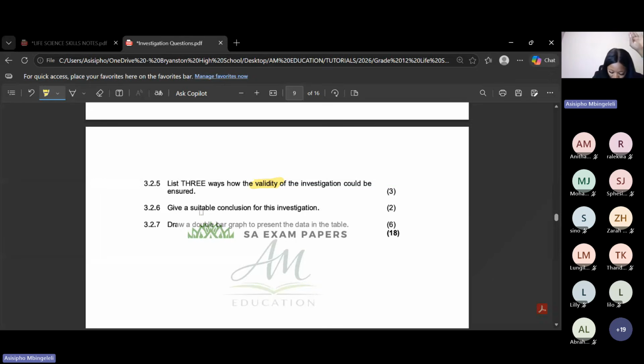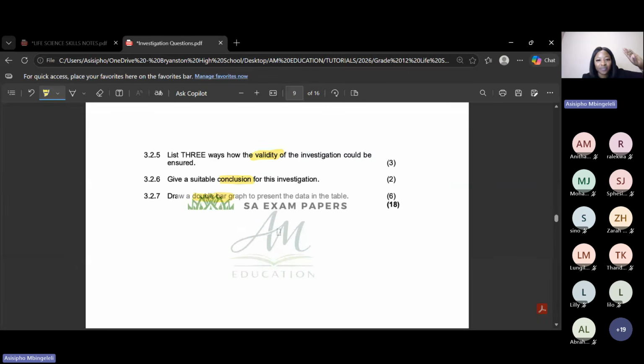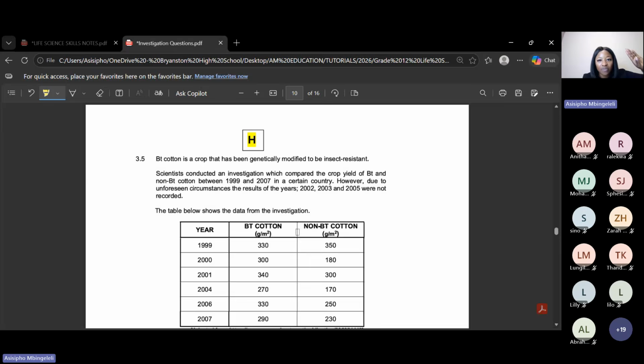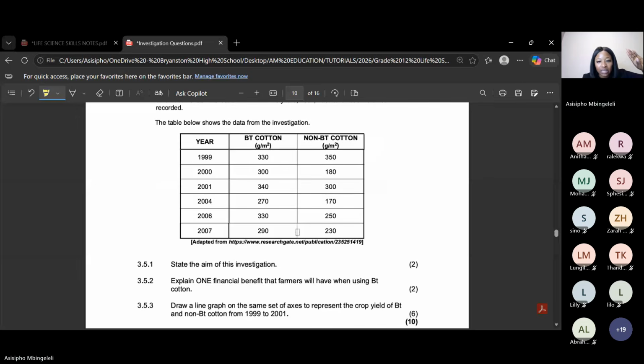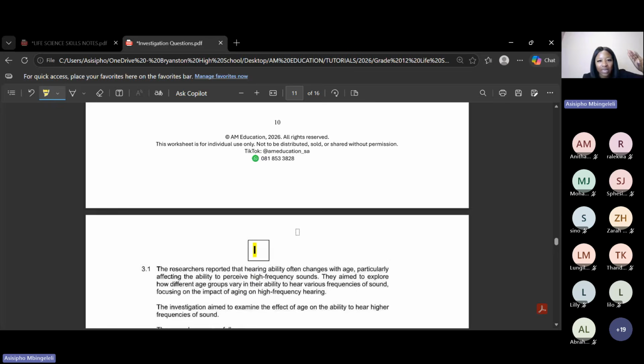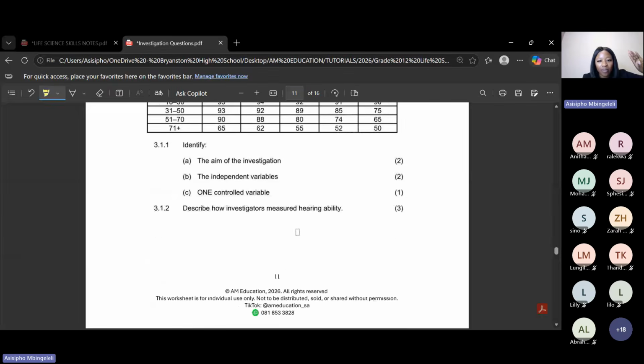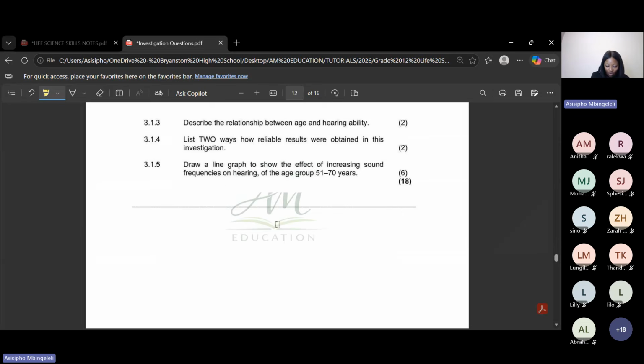I spoke about a conclusion, how to write a conclusion. This one, double bar graph. You'll have to read the notes. Let's see. There's another one that I want. This is November 2025, actually. If we look here, it is the same things that I've been mentioning. Identify the aim, identify the independent variable, identify one control variable.